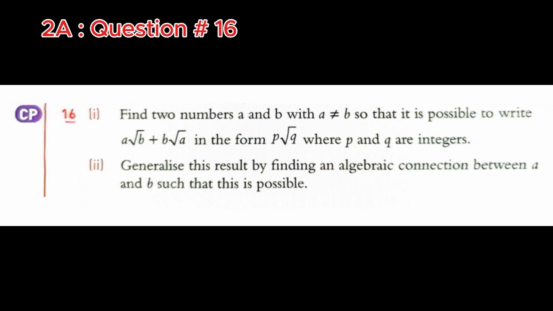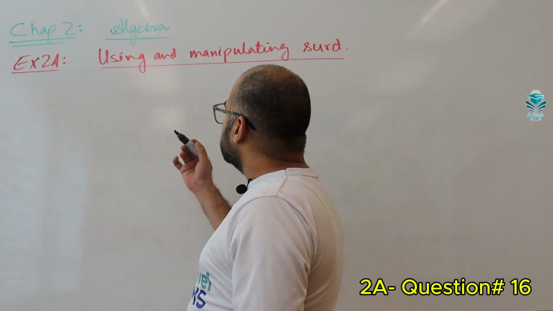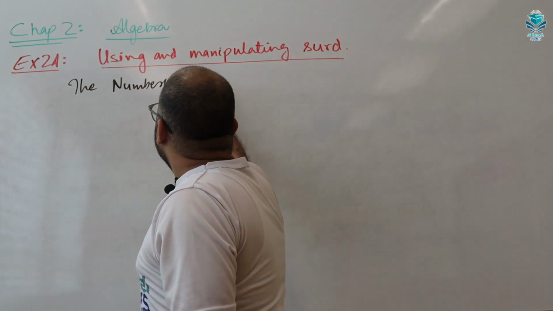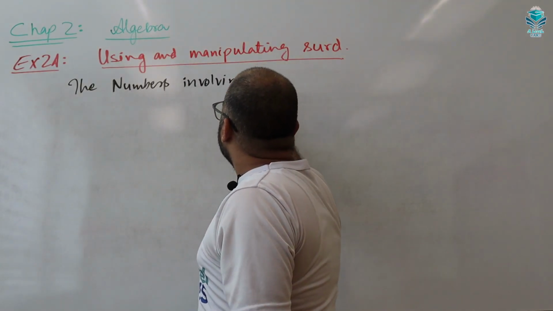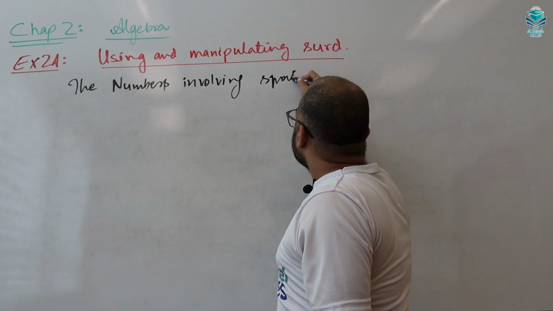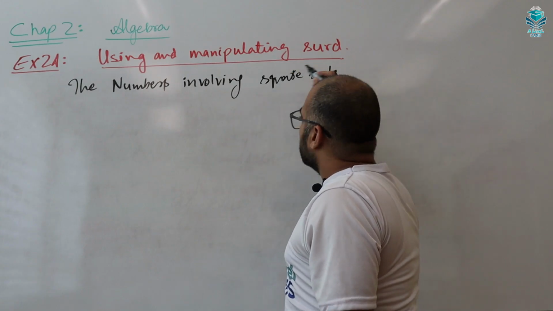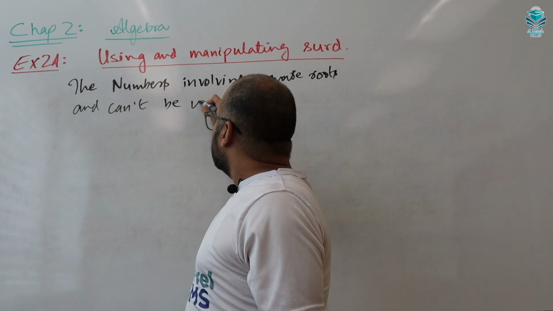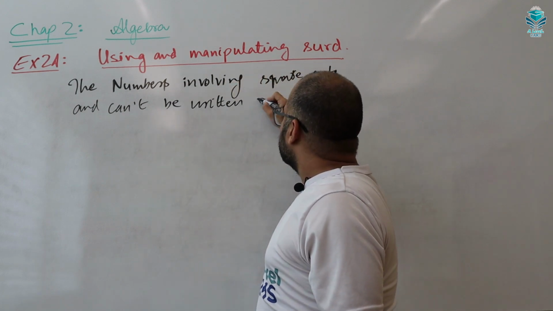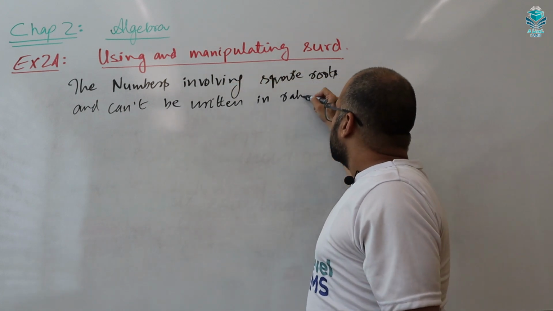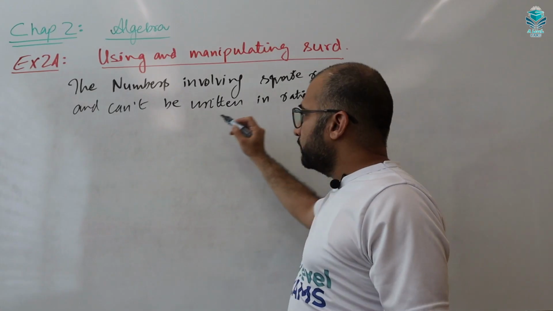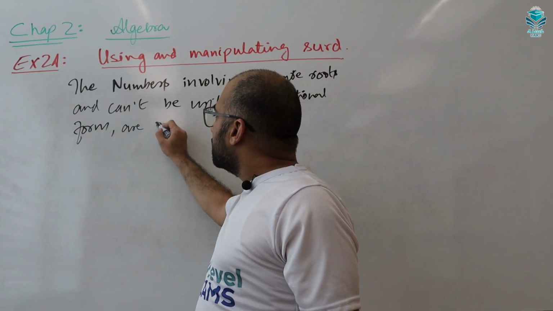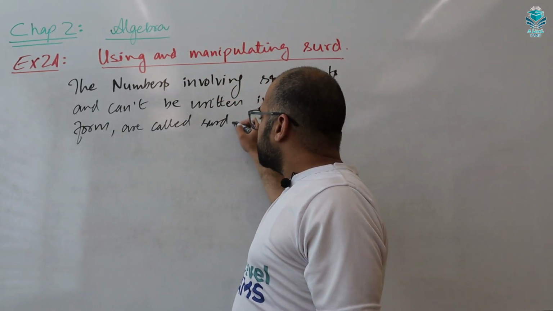In this lecture we will discuss surds. Surds are numbers involving square roots that cannot be written in rational form. Such numbers are called surds. What does it mean?